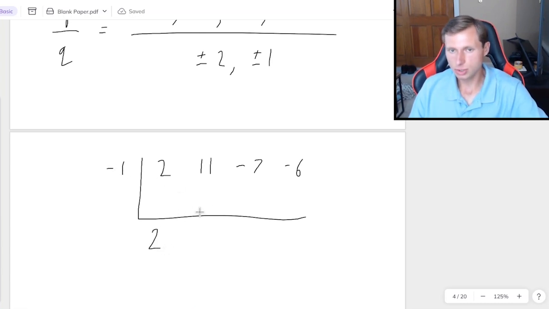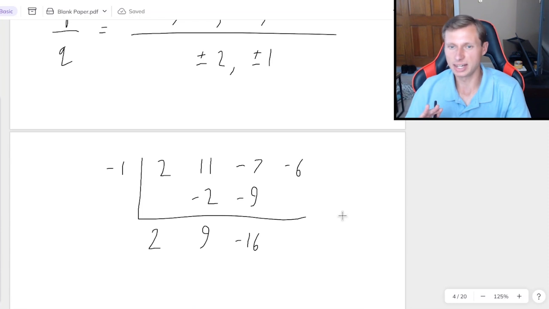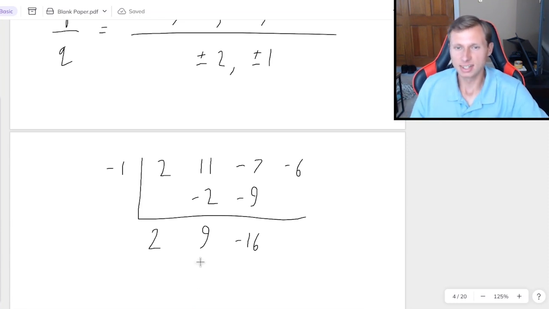So pull down the 2. 2 times -1 is -2. 11 minus 2 is 9. -1 times 9 is -9. -7 minus 9 is -16. And honestly, as soon as I notice it's not going to work out, I can just stop here. So -1 didn't work. If I kept going, I would have gotten 16.